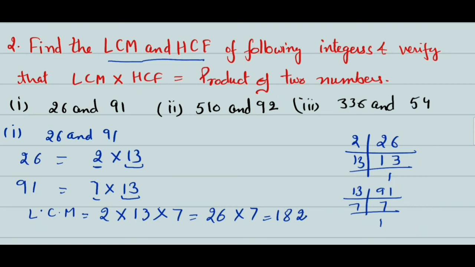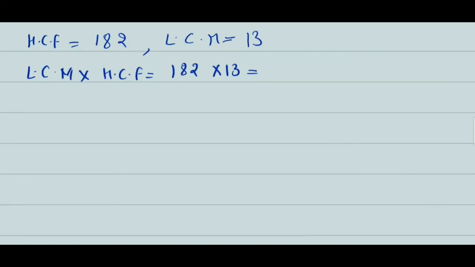Now let's find the HCF. What is the HCF? HCF is the product of the smallest power of each common prime factor in the numbers. So we have to see the common factor. We have only one common factor here, 13. So the HCF of these two numbers is 13. This is my answer.